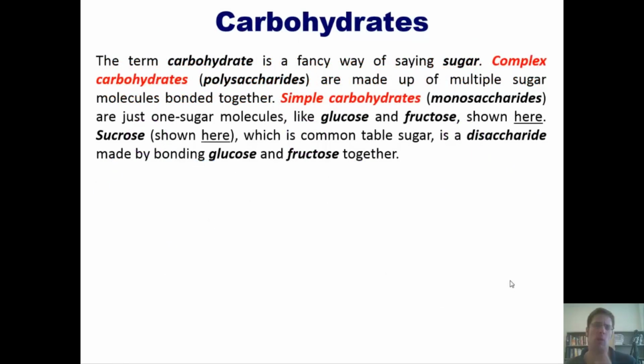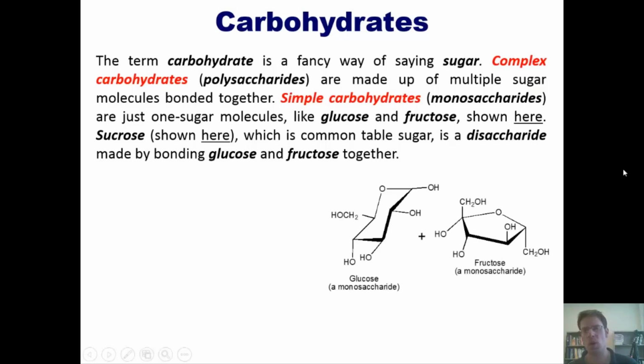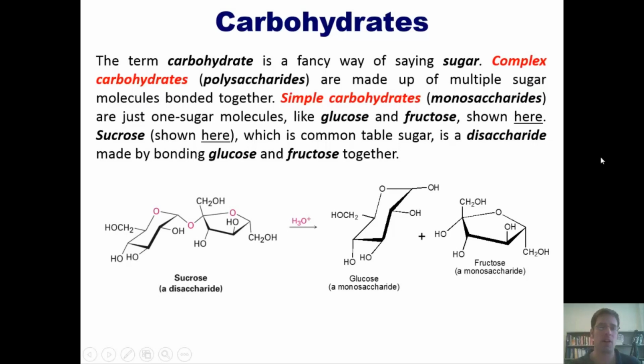So the term carbohydrate is a fancy way of saying sugar. Complex carbohydrates, or polysaccharides, are made up of multiple smaller sugar molecules bonded together. Simple carbohydrates, or monosaccharides, are just one sugar molecule, like glucose and fructose, whose structures are shown here. Sucrose, shown right here, which is the structure for common table sugar, is a disaccharide made by bonding glucose and fructose together. Thus, you can see that if you take sucrose, table sugar, and you stir it around in aqueous acid, you can actually get it to separate apart into individual glucose and fructose molecules.